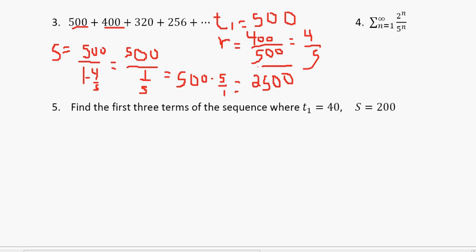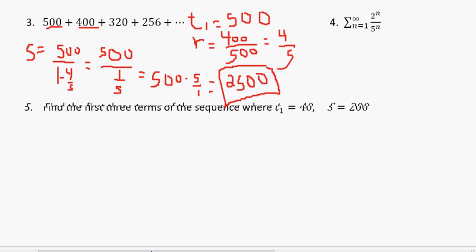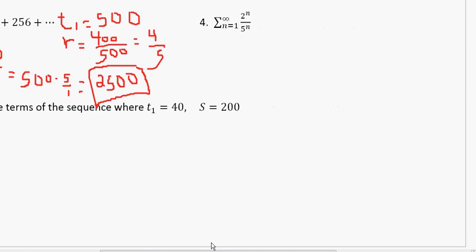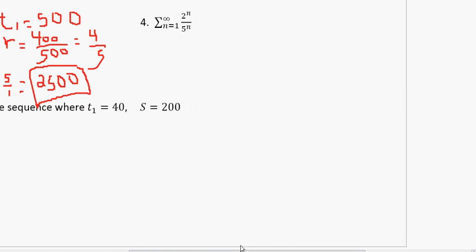So these terms are approaching 2,500. They're never going to get to 2,500. They're going to get really, really close to 2,500, but they'll never actually get there because we're just going to keep adding a smaller number and a smaller number and a smaller number until we get to 2,500. Okay.